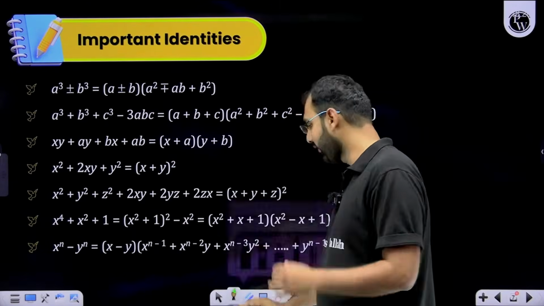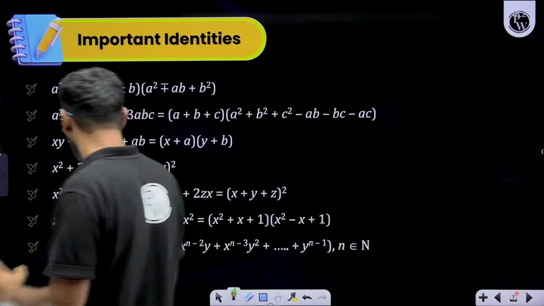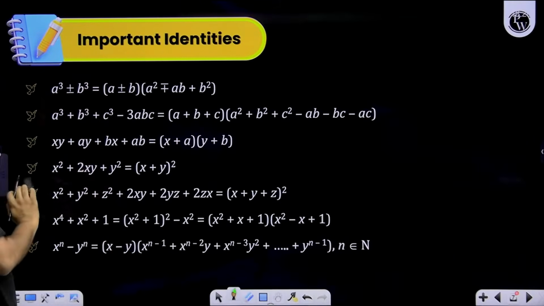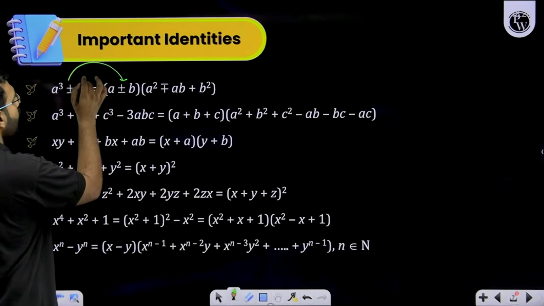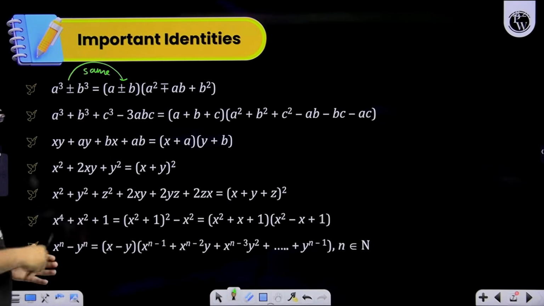I have always used this logic a lot many times. If there is plus, so this sign and this sign always remains same. What does it mean? Just hold on for a while.